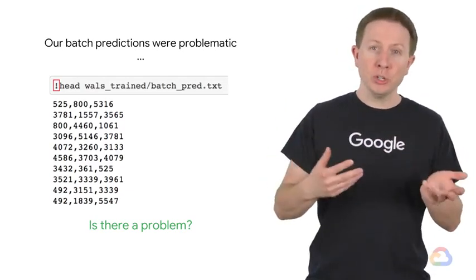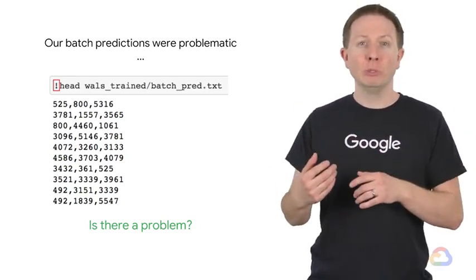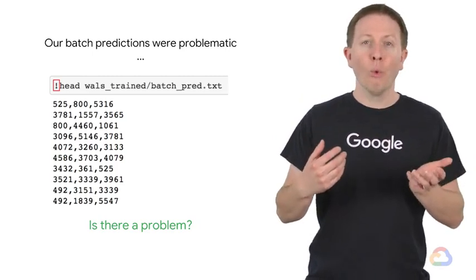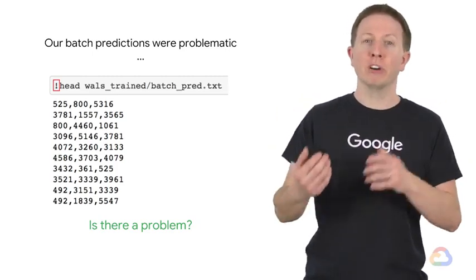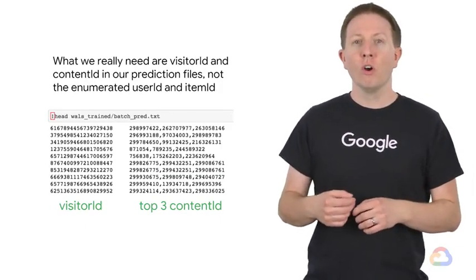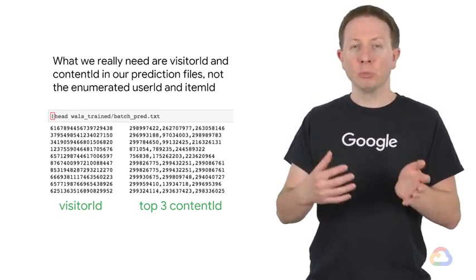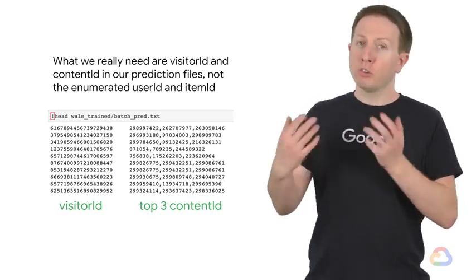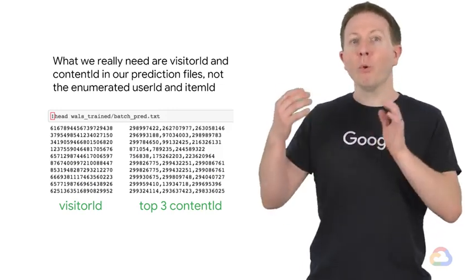We enumerated the users and items, but what we really need are the visitor ID and content ID, which we can tie back to our original data. We map from visitor ID and content ID, but we need a reverse mapping to get back from our enumerations. What we really need are visitor ID and content ID in our prediction files, not the enumerated user ID and item ID.